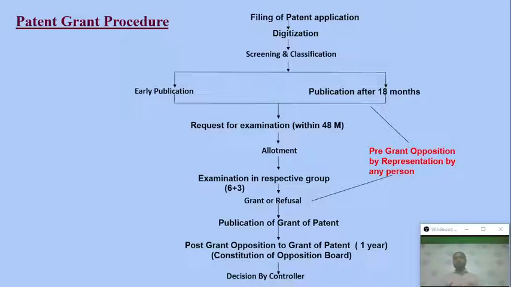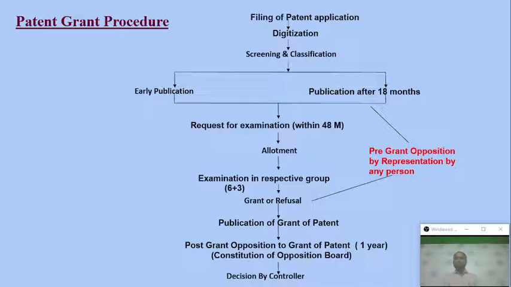After your request for examination, the application is allotted to a certain examiner. Then the examiner will examine your total patent application and search for any prior art, and based on his judgment he can either grant the patent or refuse it. Once he has refused the patent, then that patent will come back to the person, and if he grants the patent, then it will be published in the IPO journal as a granted patent.